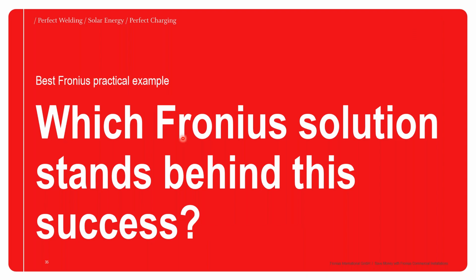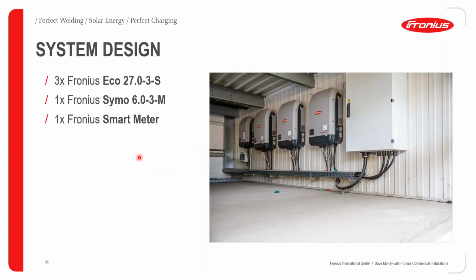So how did this come about? Which Fronius solution was responsible for this success? As you can see, the picture beside is a picture of the installation. We have 3 Eco 27s, 1 Fronius Symo 6, and then of course a smart meter, which is obviously installed inside the box.